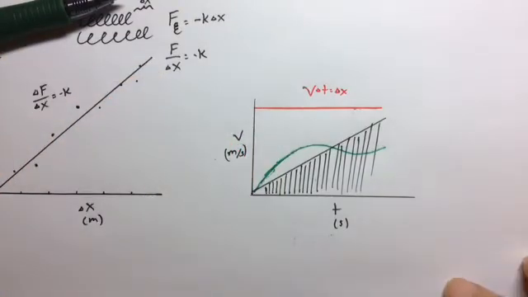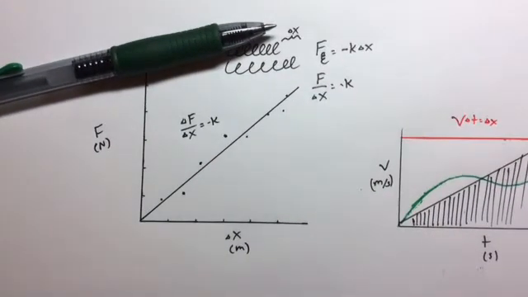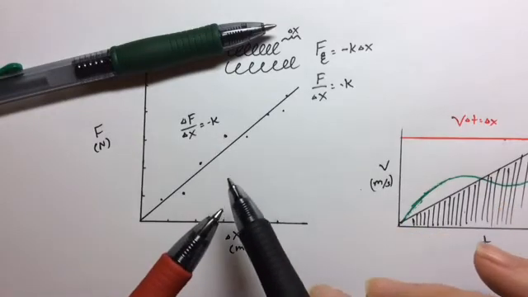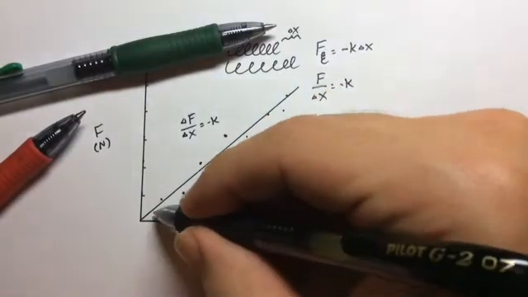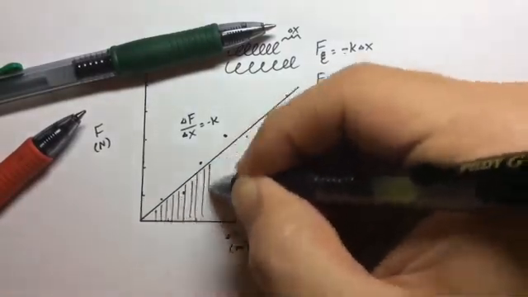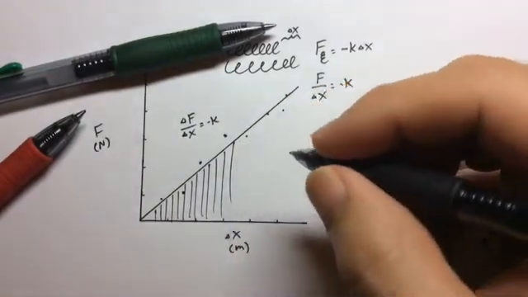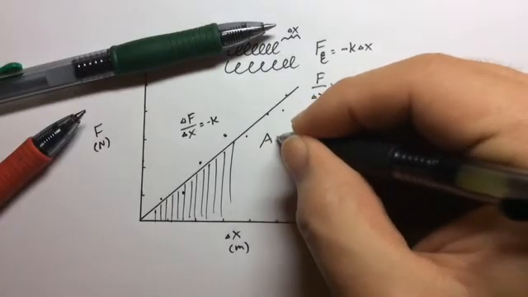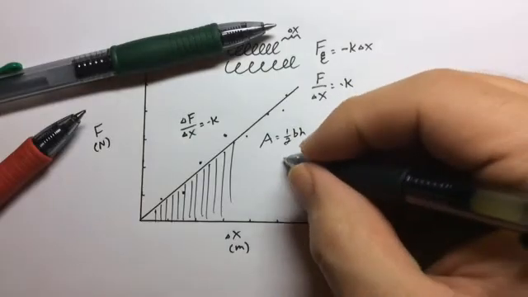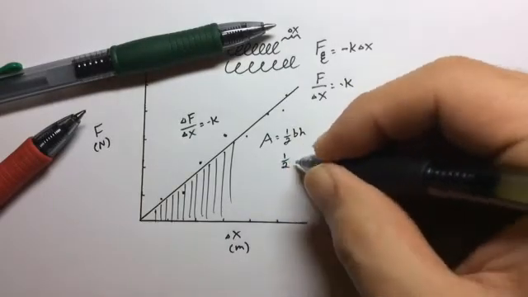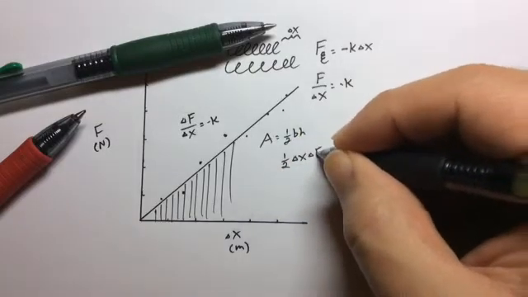Well, let's go back and apply it to this spring graph. The slope of my spring graph gave me a change of F over a change of x, and that is going to be k. So looking at this, what would the area of this graph give me? What is this shape? It's a triangle. The area of a triangle is 1/2 base times height. So for this graph, we have 1/2 base, which is a change of x, times the height, which is a change of F.